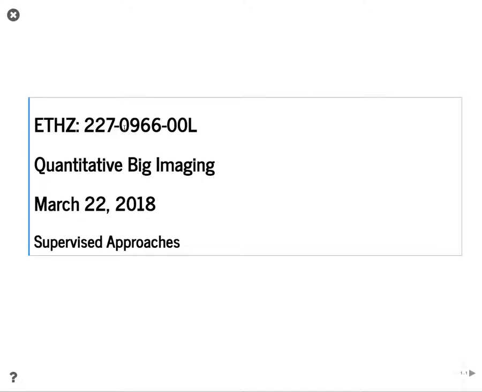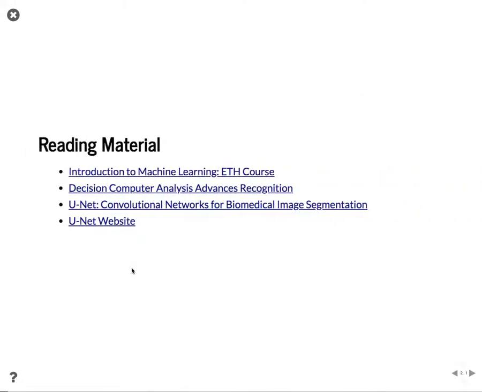So we've added an additional section to this class on supervised approaches and how that extends from the things that we started last week with advanced segmentation, and how you move beyond some of the older computer vision techniques we've discussed to some of the more machine learning supervised approaches.